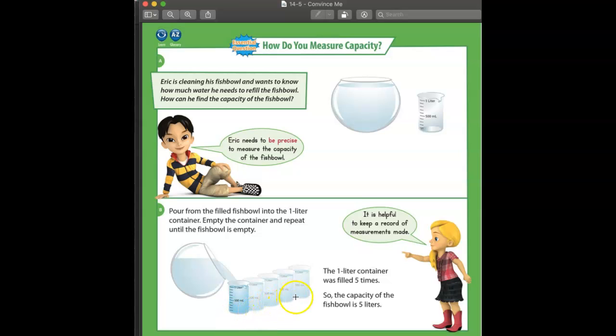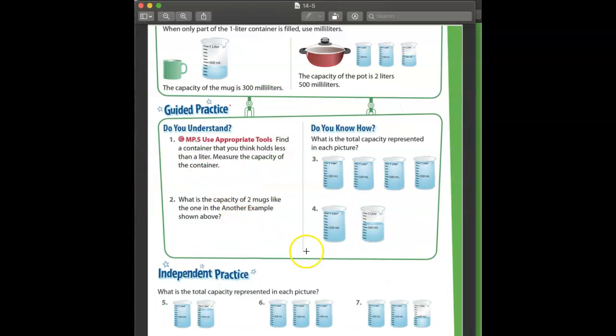1, 2, 3, 4, 5 liters. How many milliliters is that? Correct, that is 5,000 milliliters. 5,000 milliliters is equal to 5 liters. So now we're going to look at the questions.